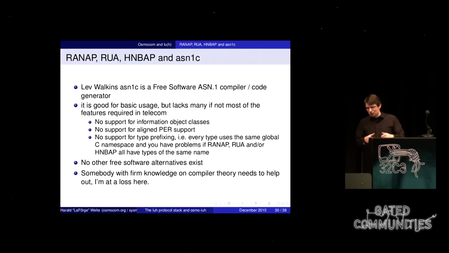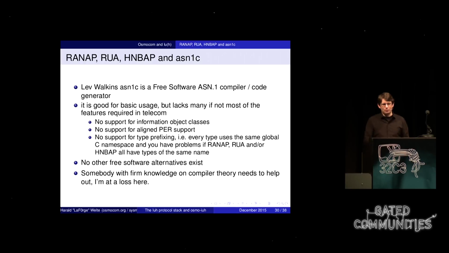So then we need to basically set up a tool chain to generate code from these ASN1 syntaxes. So there is an ASN1C compiler from Lev Volkin. It's good for a lot of things, and I'm very happy it exists, but it lacks many, if not most, of the features that you need in the telecom world. That's sort of unfortunate. There's no information object classes. There's no aligned PER support.